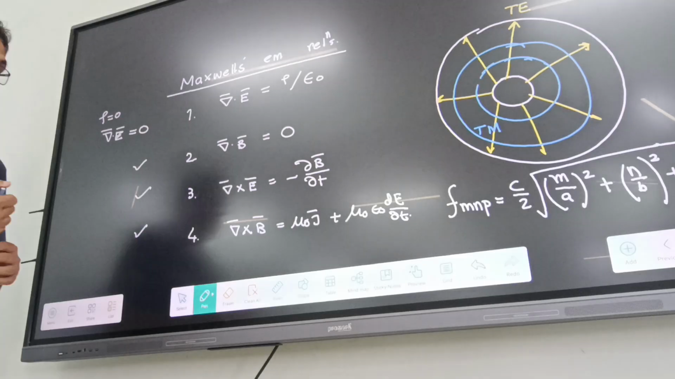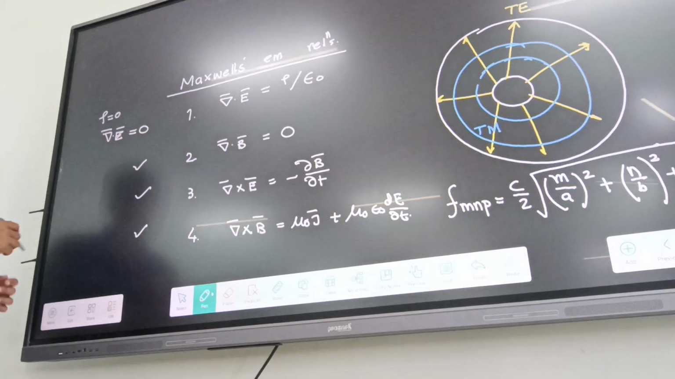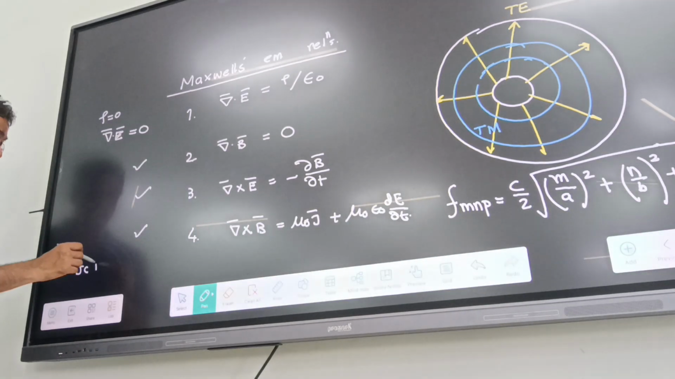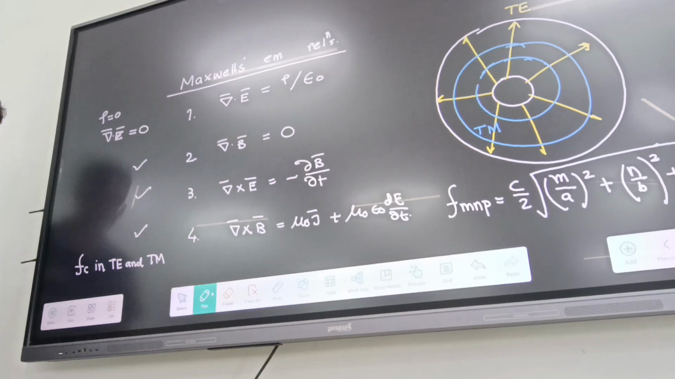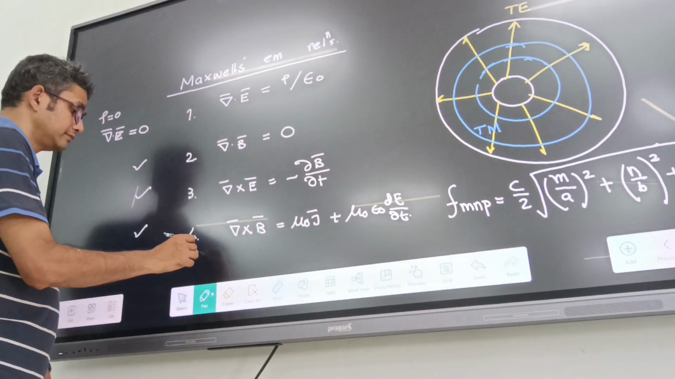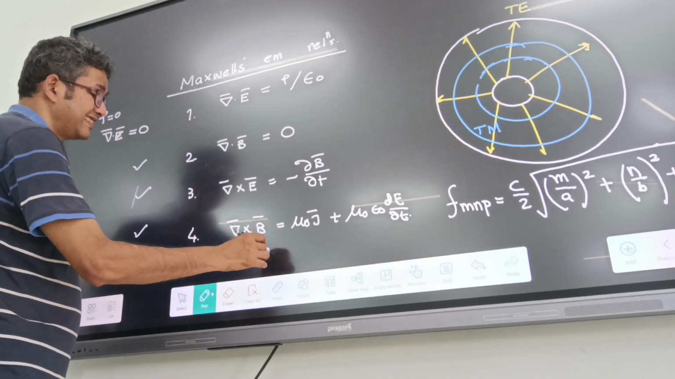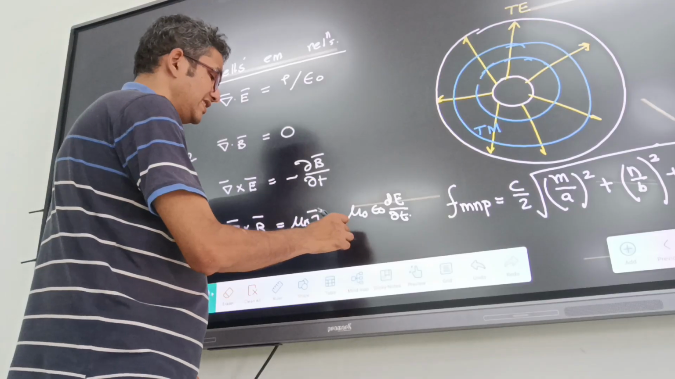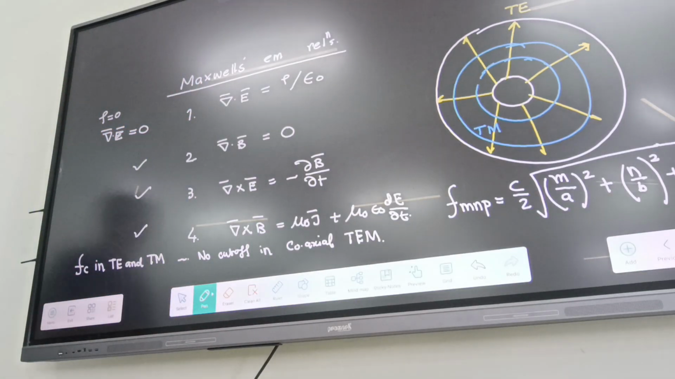And one more thing: in transverse electric and transverse magnetic there is a cut-off frequency f_c that exists in TE and TM, but there is no cut-off in a coaxial system.